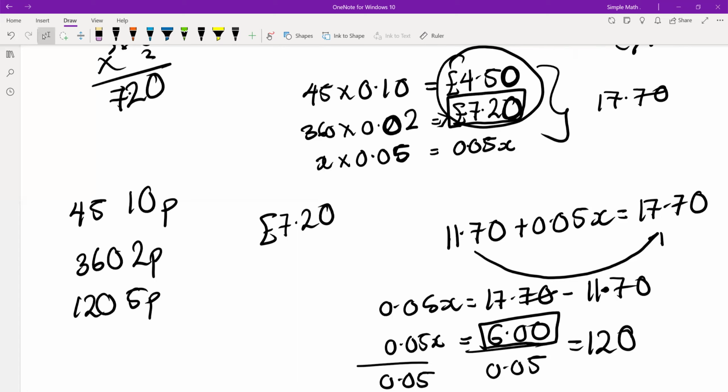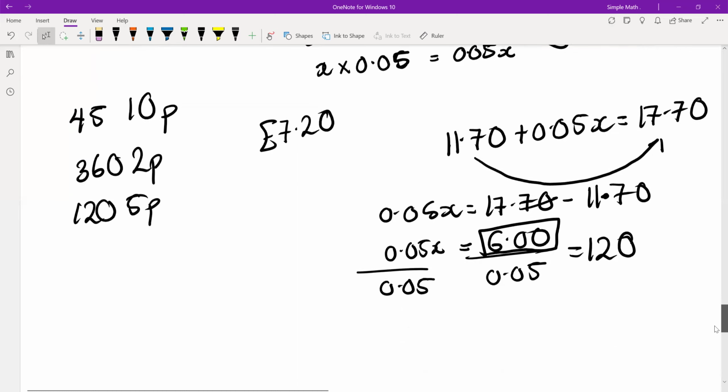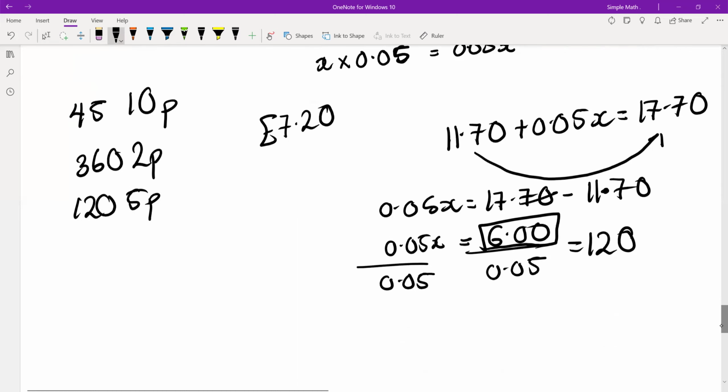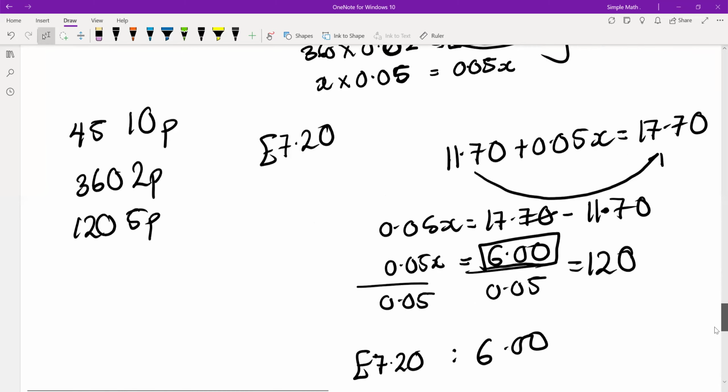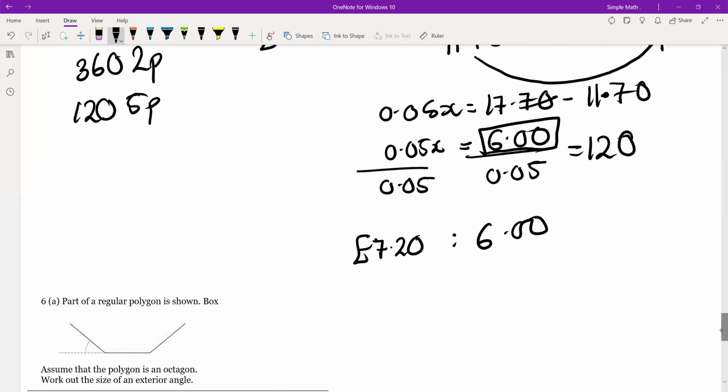This one here. So I just wanted to show you the number, but you can do £7.20 ratio 6. Okay, 7.2 ratio 6. And they asked for the simplest form. So first of all, I think 6 can go first. 6 here, 1, and 6 here will be 1.2. I have 1.2 ratio 1.